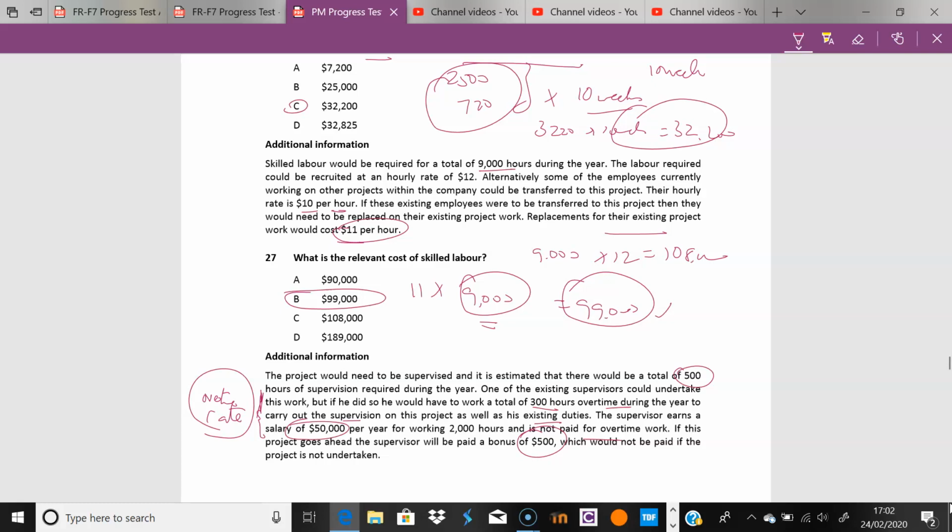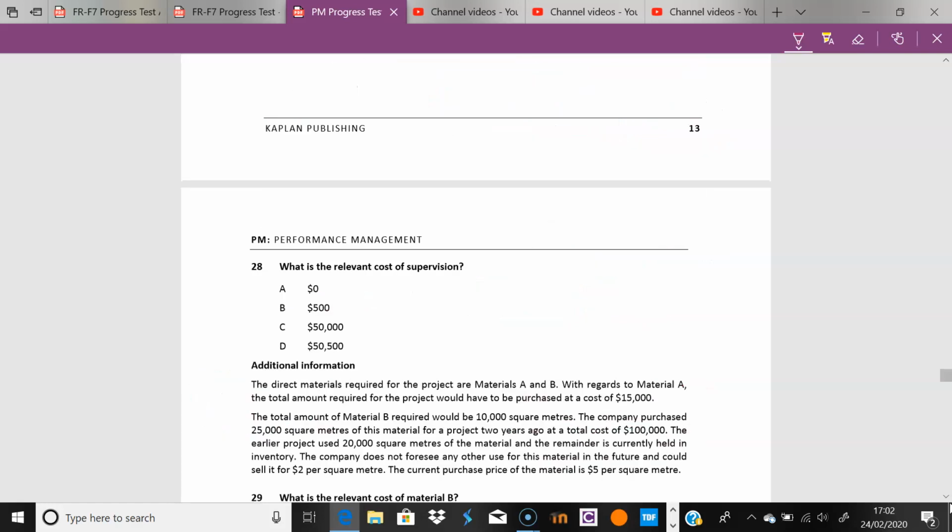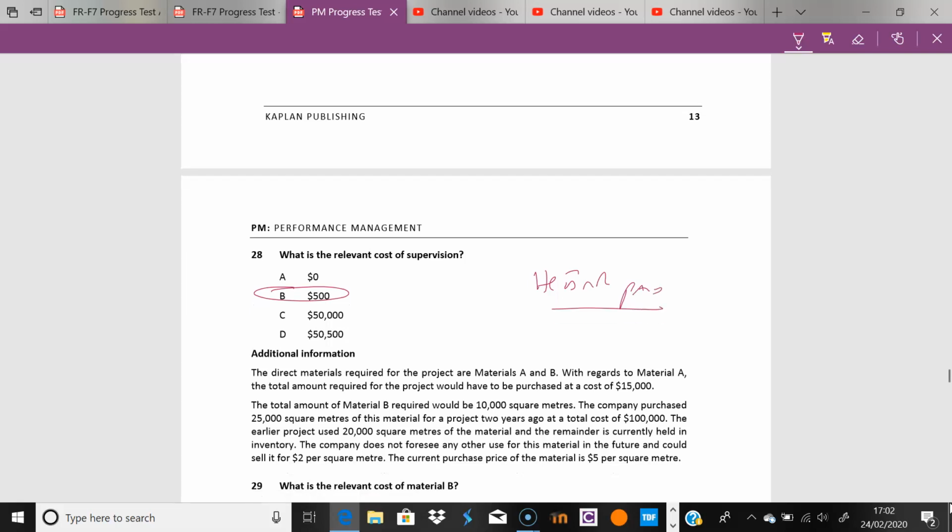So the argument here is, because he's not paid for overtime work, and we have to take this as gospel, he would do the overtime but still get paid only the 50,000. So therefore, the only thing he's going to get is the 500, which isn't typical. I mean, I can see where they're going. So the answer there is B. It's only because they tell us he is not paid for overtime that we do that. Let's look at what's going on here.